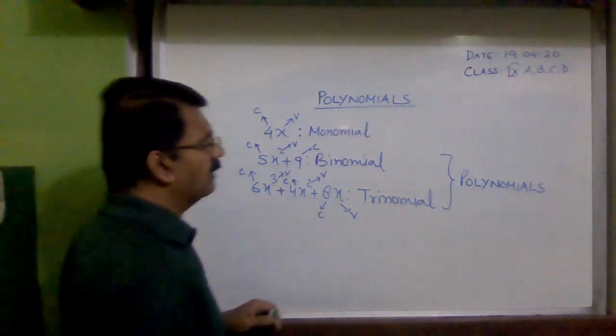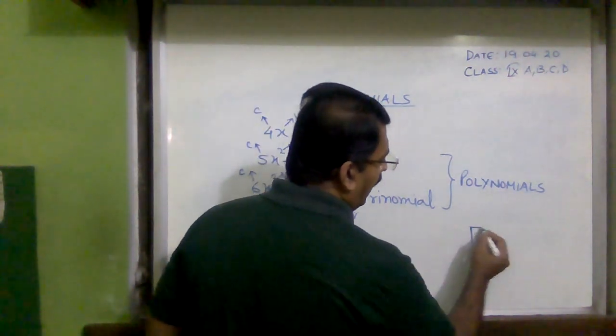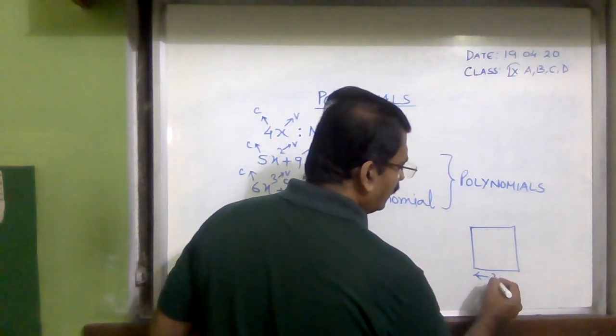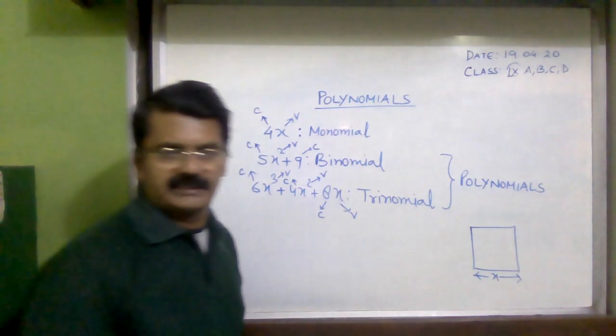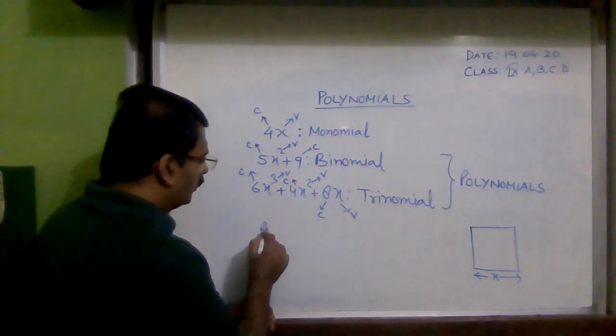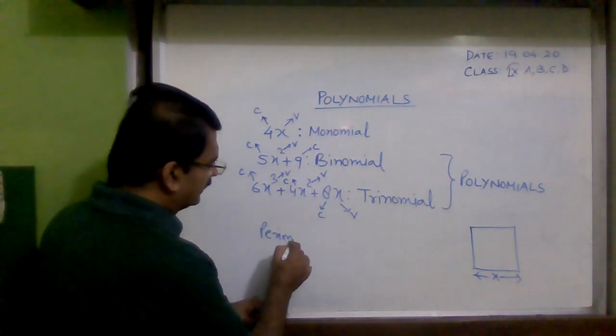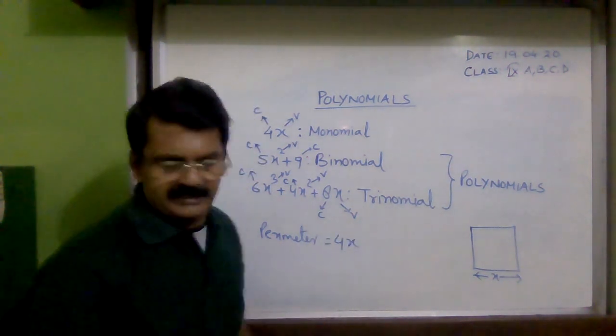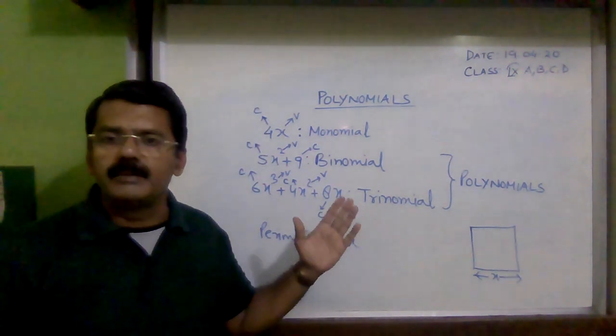Now I will give you an example. Suppose there is a square and the length of each side of the square is x. Now all of you know that the perimeter of this square will be 4x. The perimeter of the square will be 4x.